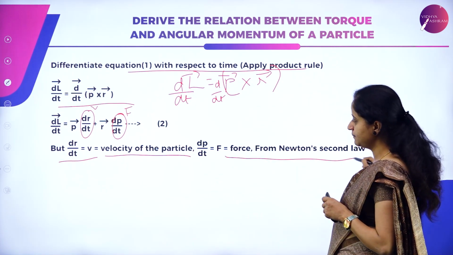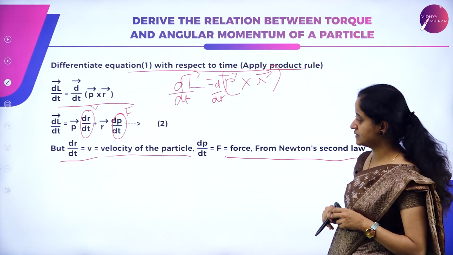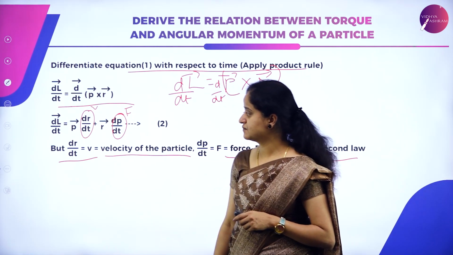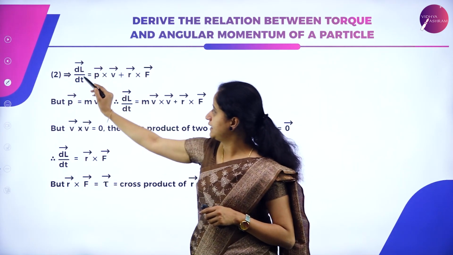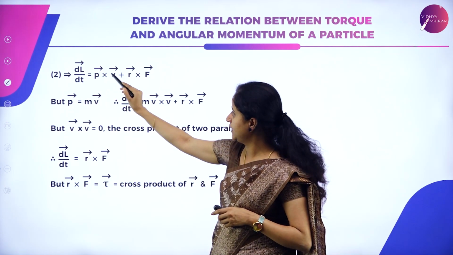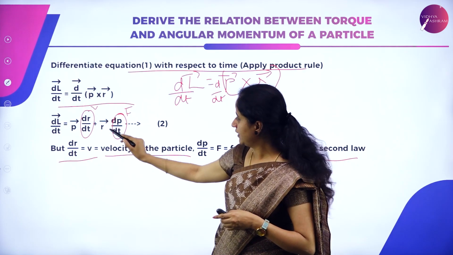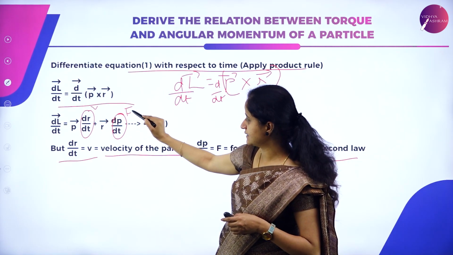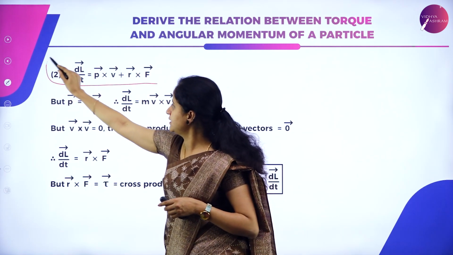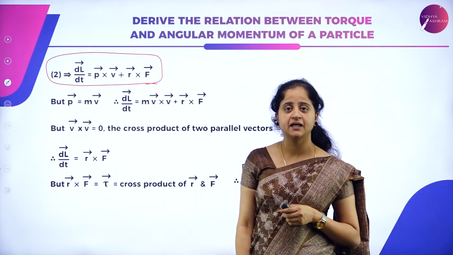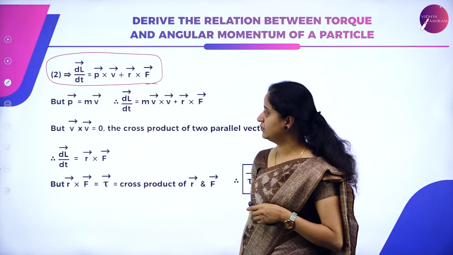So as I told, dp by dt is equal to force from Newton's second law. We can replace these terms in the above equation and we will get dL by dt, which is equal to p into v plus, I already have r here, dp by dt is nothing but F. So I can replace them with v and F and we'll get p into v plus r into F.